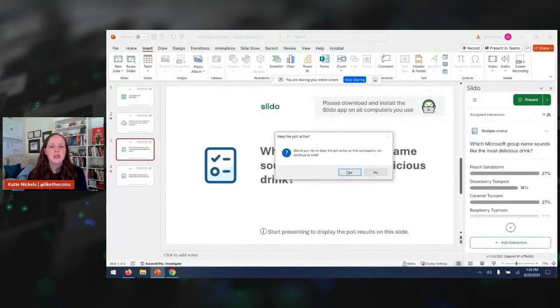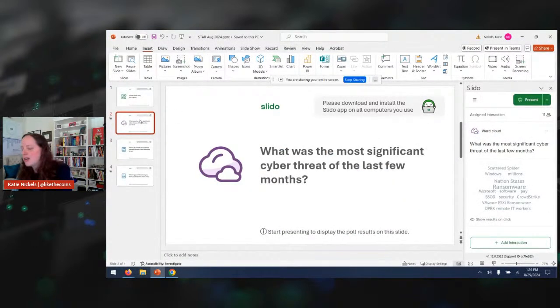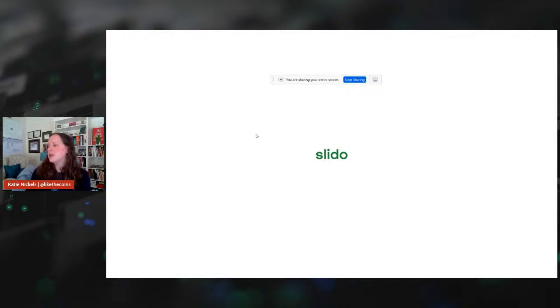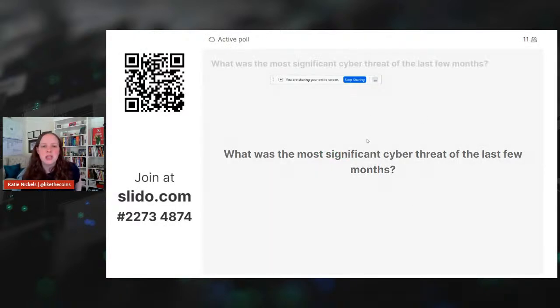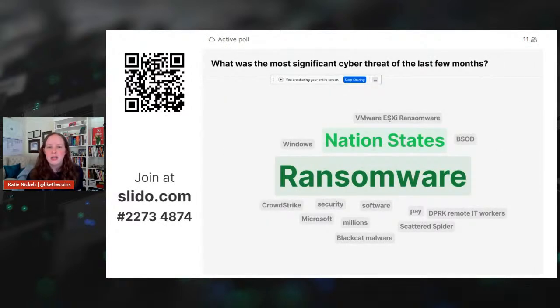I'm going to head back to our initial slide and see if there are any other cyber threats over the last few months that I haven't talked about and see where we are. Interesting. So nation states, it's been growing in popularity. We have some people salty about the blue screen of death, that BSOD, from CrowdStrike and Microsoft software. That's a fair one. Software is definitely a cyber threat.